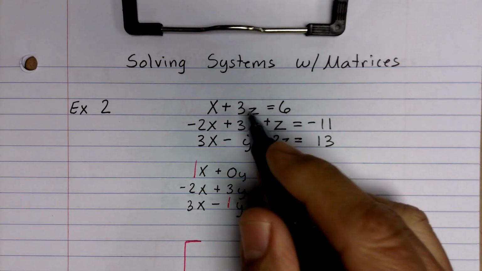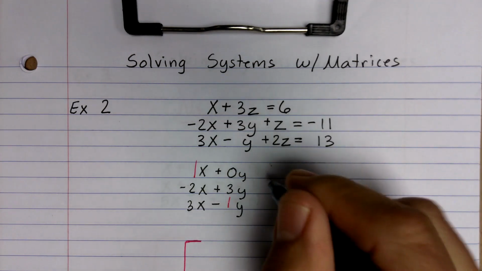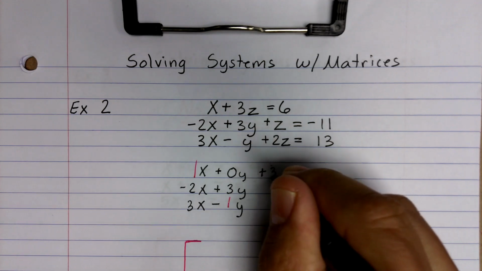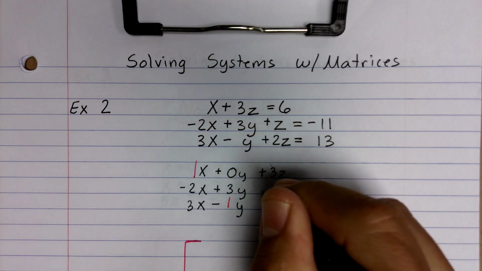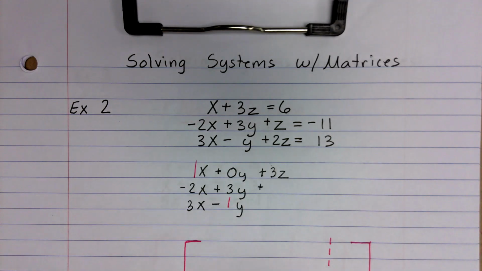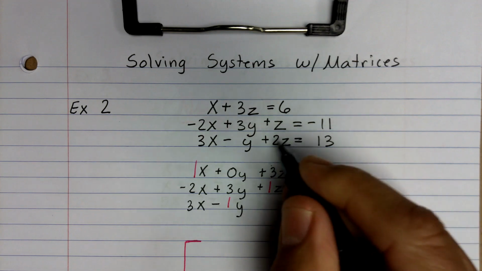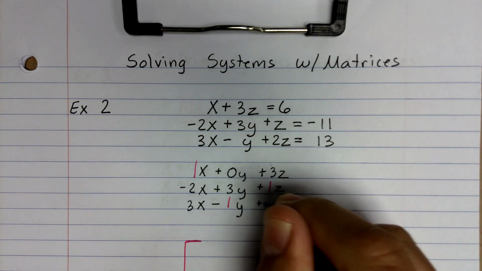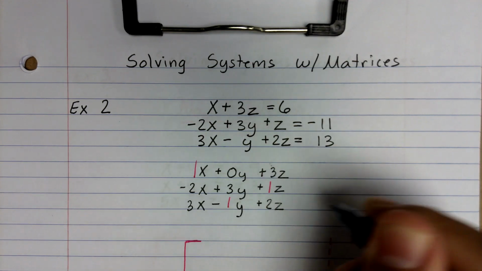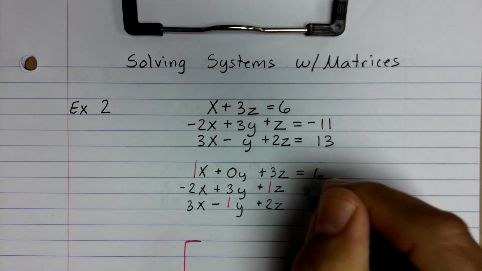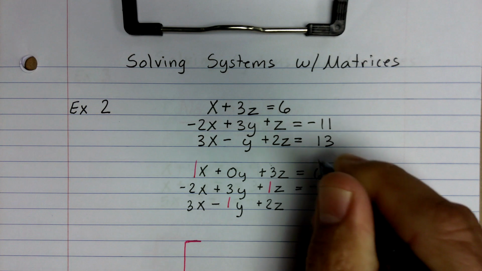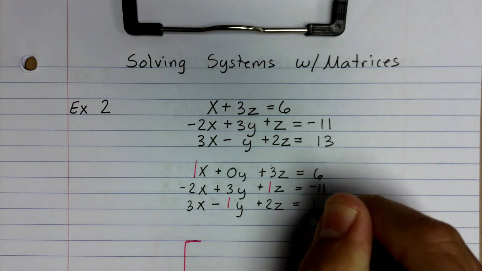Next, I'm going to put my z values. So we have 3z's, so plus 3z. And then we have plus 1z, and then plus 2z. I'm going to put my equal sign, and I have 6, negative 11, and 13.